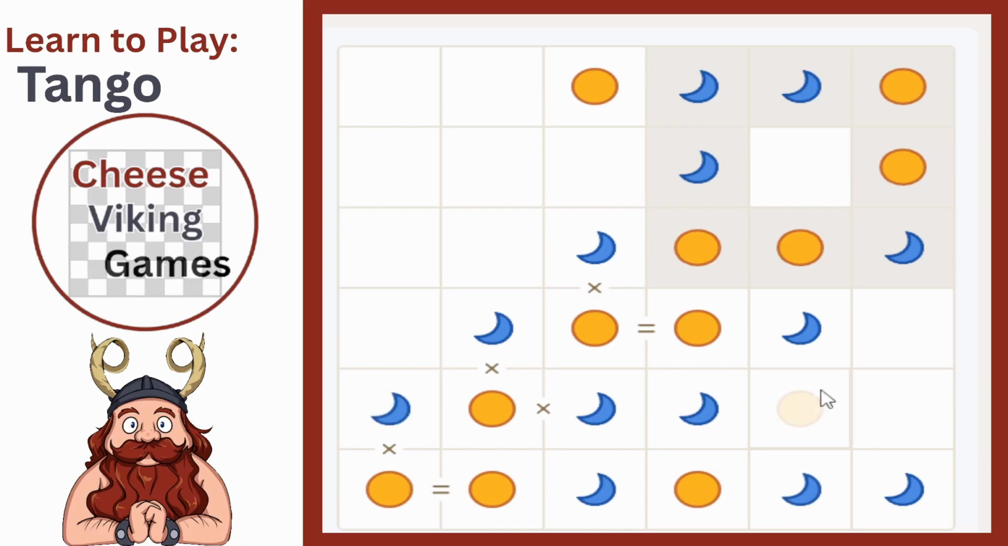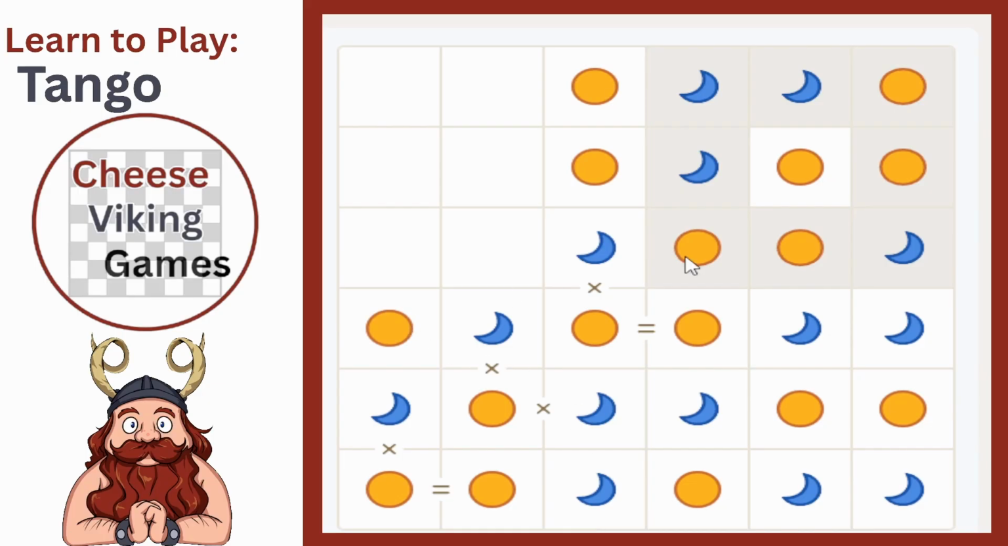And we can use our in-game hints to fill out the rest of this section as a circle. That is a circle to get our three circles in this column. And this is a circle.